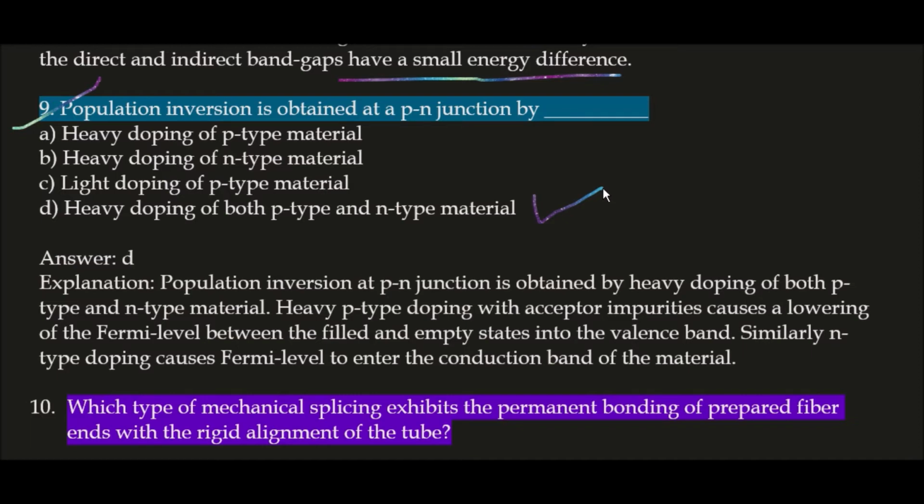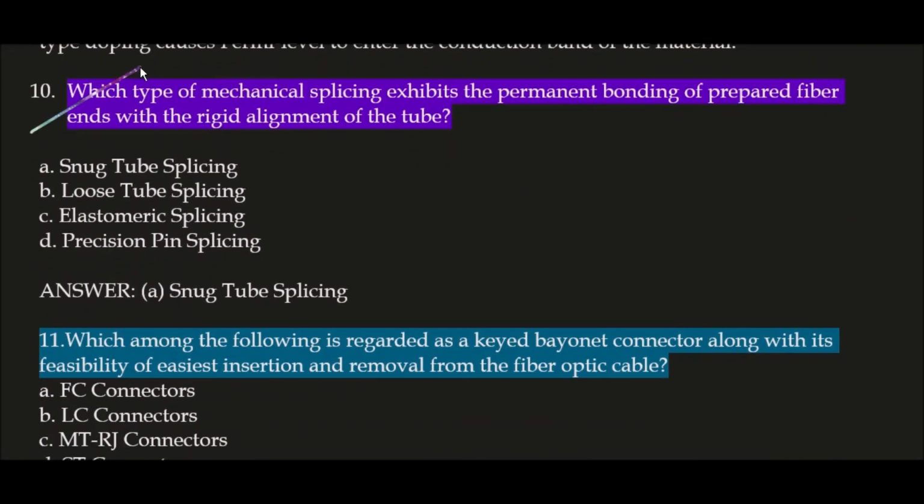Heavy p-type doping with acceptor impurities causes a lowering of the Fermi level between the filled and empty states into the valence band. Similarly, n-type doping causes the Fermi level to enter the conduction band of the material. In this way, population inversion is obtained at a p-n junction by heavy doping of both p-type and n-type material. Right?